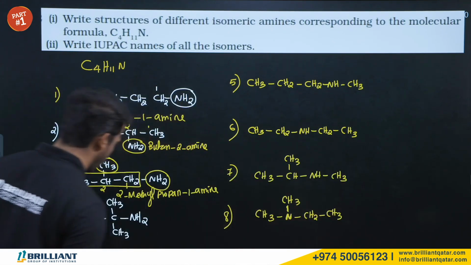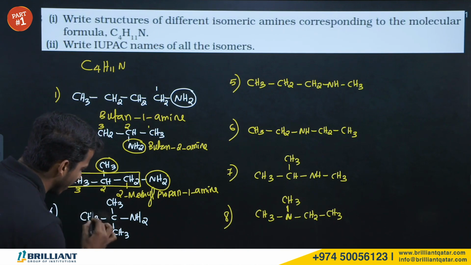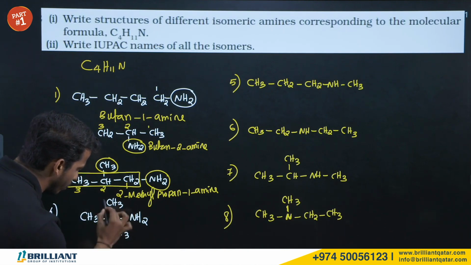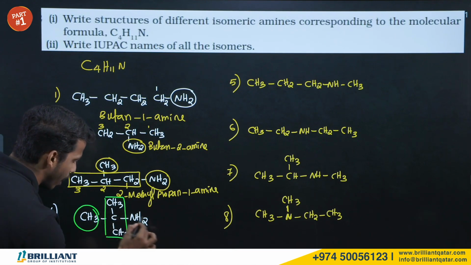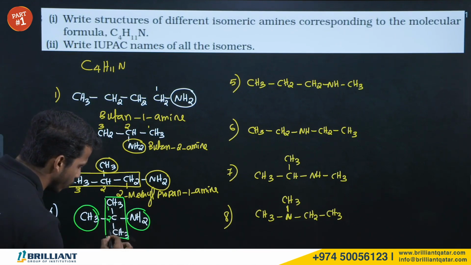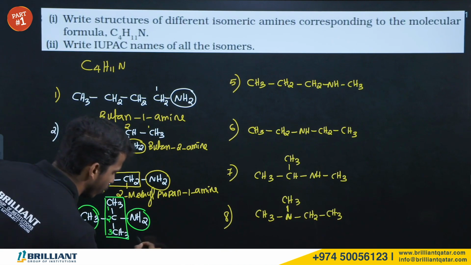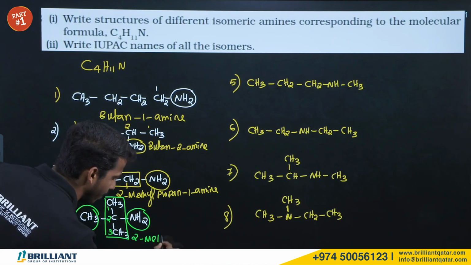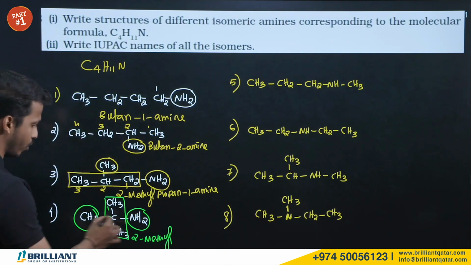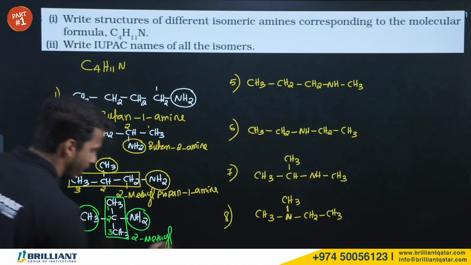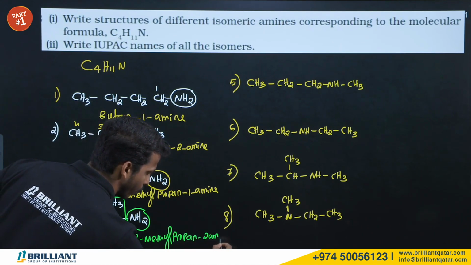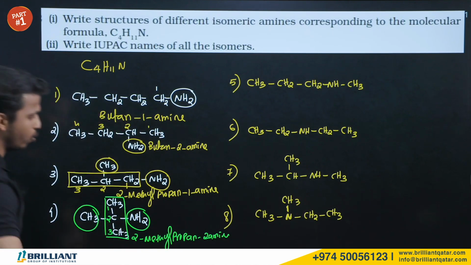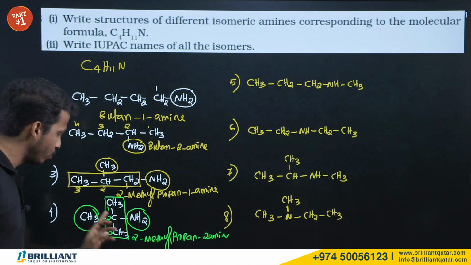For the last compound, select the longest chain. Either you can select 1, 2, 3, all are the same. So let me take this as the longest chain. This is the branch. The amine is on the second position, so 1, 2, 3. The second position has a methyl group, so 2-methyl propan-2-amine. Possible or not? All of you, 2-methyl propan-2-amine.